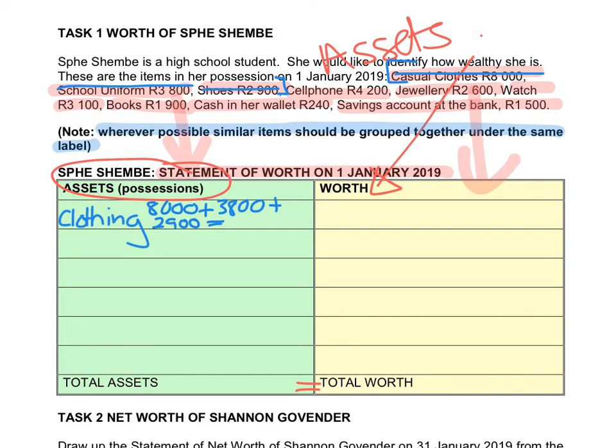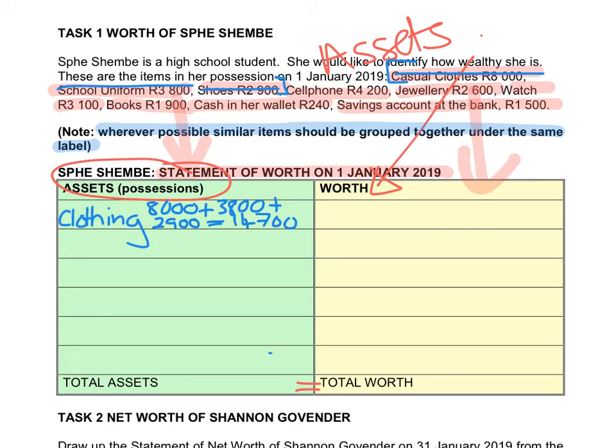Have you done it? Okay, so the answer is 14,700. That just means that there is a total clothing of 14,700. So the value of her clothing altogether is 14,700. I often get a question saying, do I have to include the rand value? And the answer there is no. Let's do the next one.